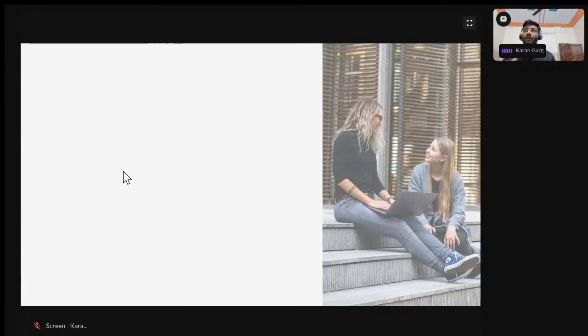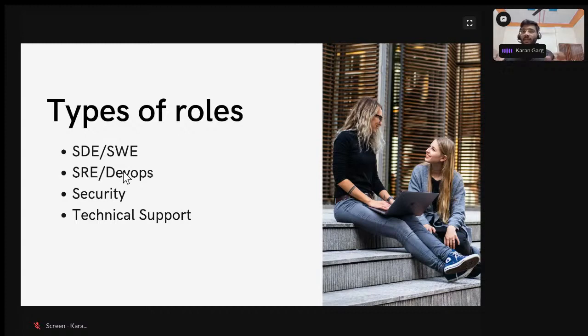Okay. So now the types of roles that we have. There are majorly four types of roles, and obviously this is not an exhaustive list. There can be different types of roles as well. So SDE, SWE, you would have heard about the software engineer role. SDE stands for software development engineer. SWE stands for software engineer. Then there is a role SRE, site reliability engineer, and it is somewhat similar to DevOps, which is short for developer operations.